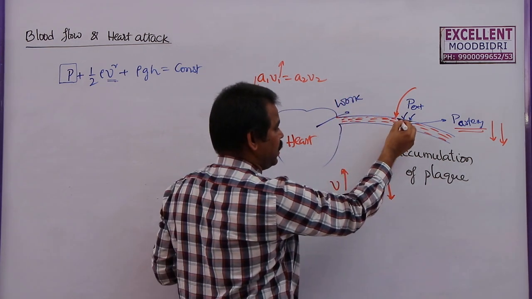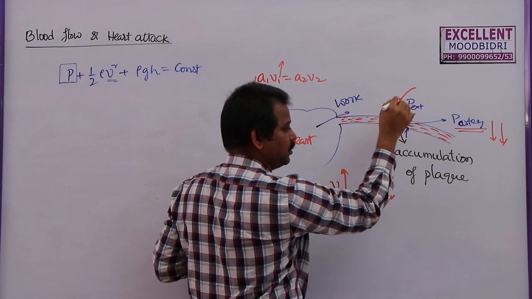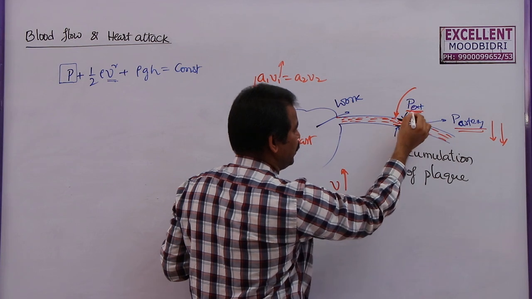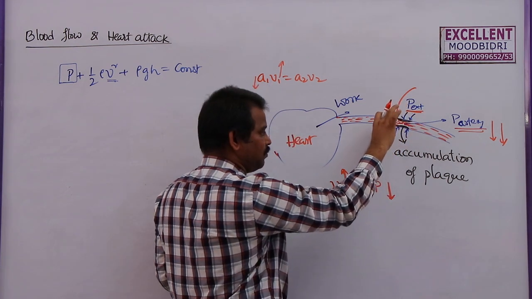Whenever pressure inside the artery decreases, the external pressure will dominate. Actually, external pressure will not increase, but because of the decrease in pressure inside, the external pressure will dominate. That's why it will become narrow and narrower.